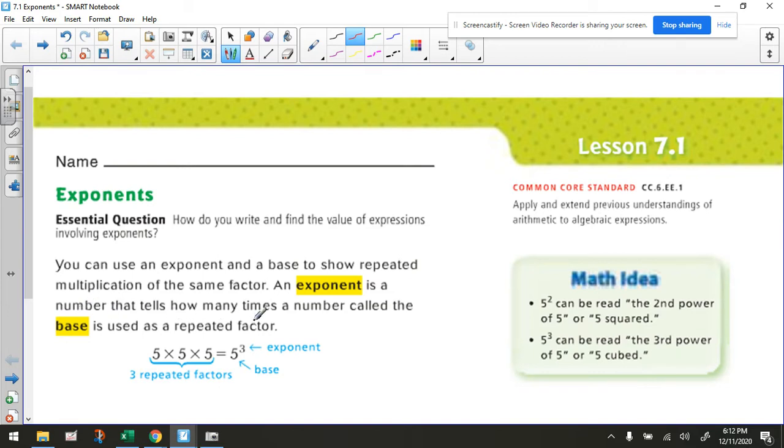factor. So in our example here, if we have 5 times 5 times 5, what's being repeated as a factor? It's 5, so that's going to be the base. And how many times is it repeated? It's repeated 3 times, so that becomes your exponent.